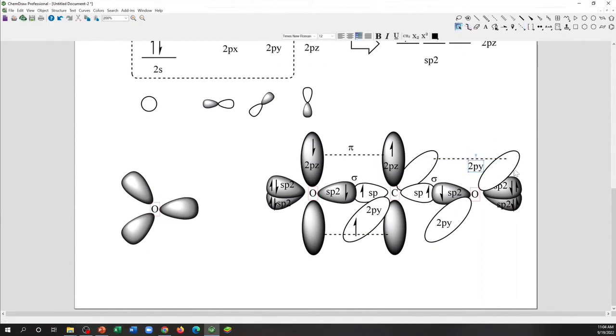So as long as we label everything correctly and call this my pi bond, now I have the correct three-dimensional diagram showing what carbon dioxide looks like. It has an sp hybridized carbon that is making a sigma bond through its hybridized orbital with the sp2 hybridized orbital of the oxygen, and a pi bond between the unhybridized 2py orbitals on one side and the unhybridized 2pz orbitals on the other side.